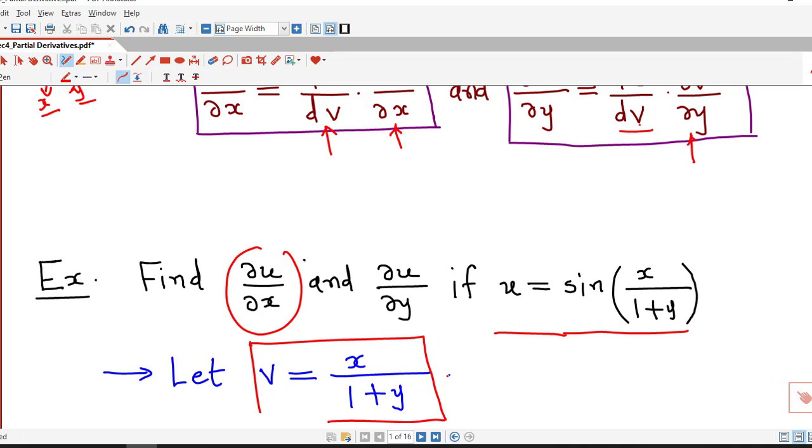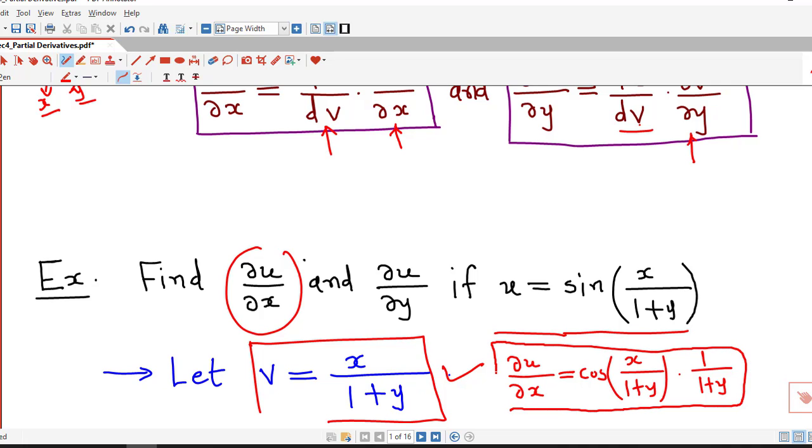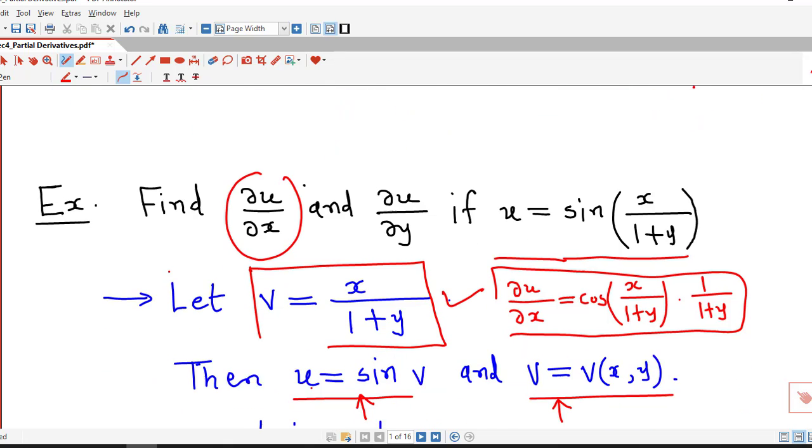If we are comfortable, then we don't have to assume this v also. We can directly find out del u by del x as derivative of sine function is cosine of x upon 1 plus y into partial derivative of x upon 1 plus y with respect to x, which is 1 upon 1 plus y. So if we are comfortable, we can directly write down this derivative, but this is just to explain how we are applying chain rule.